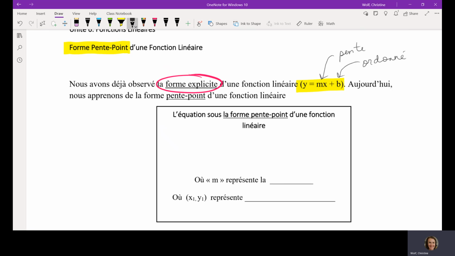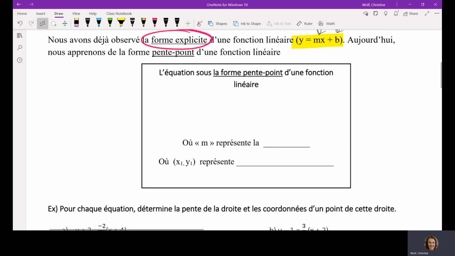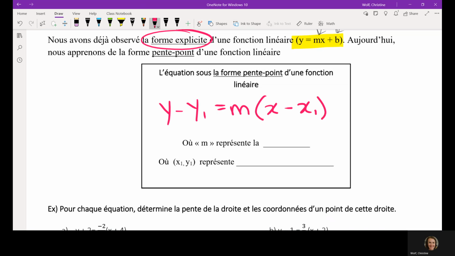Aujourd'hui, nous apprenons la forme pente-point. So, c'est juste une autre forme d'équation. So, l'équation sous la forme pente-point regarde comme ça. C'est un petit peu plus compliqué. Y moins Y1 égale M, ouvre les parenthèses, X moins X1. So that's how all of our equations are going to look today. There's brackets, there's lots of stuff going on. Mais c'est assez simple once we know what's going on.